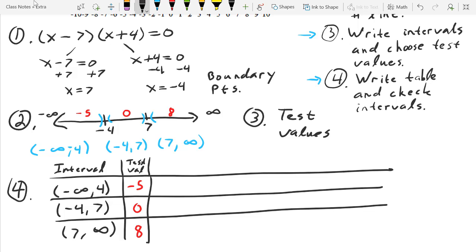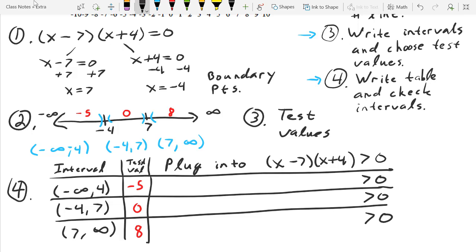Okay, and now we're going to plug in our test values. We're going to plug into the inequality x minus 7 times x plus 4 greater than 0. And to double check, I'm going to put here at the very end greater than 0, greater than 0, greater than 0. And then I'm going to plug the numbers in and see, do we get a greater than 0 from plugging in our test numbers?